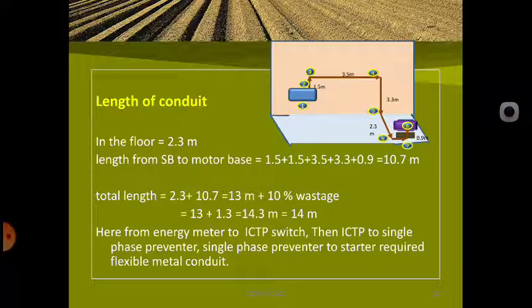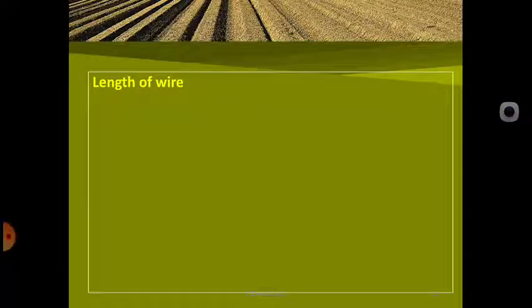Next, from the energy meter to the ICTPN switch, then ICTPN to the single phase preventer to the starter, flexible metal conduit is required, nearly 1.5 meters. So it is a very short distance, which we have already seen. So the total length is 14 meters, and now we know the total length of the conduit.